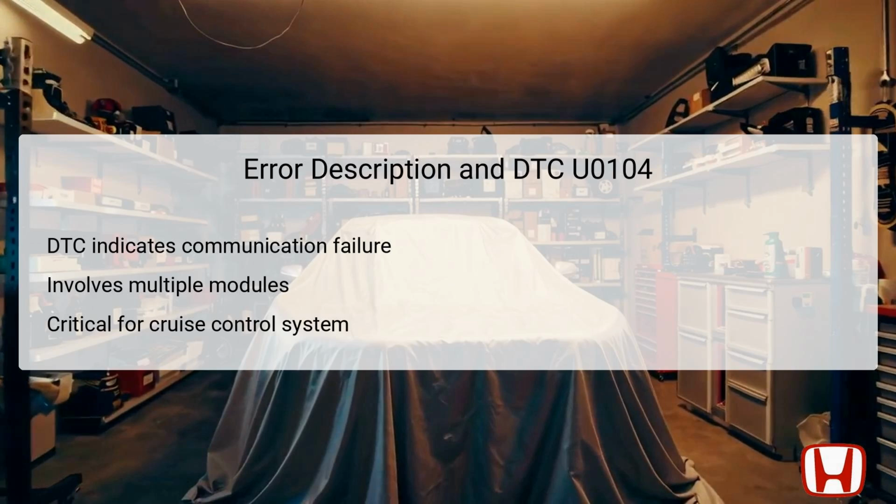The DTC U0104 indicates a lost communication with the Adaptive Cruise Control System control module. This suggests that the control module responsible for managing the ACC is failing to receive or send information successfully. The involved components include the multi-purpose camera unit, the TCM, and the PCM.